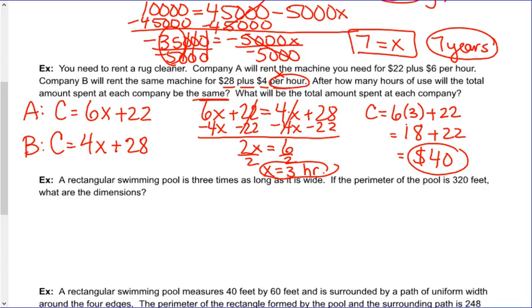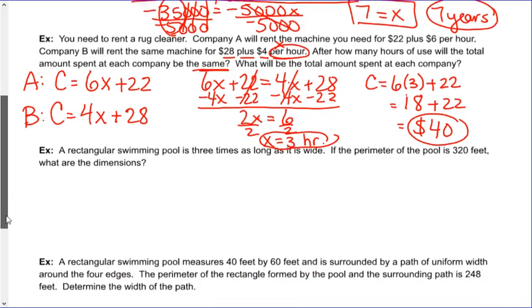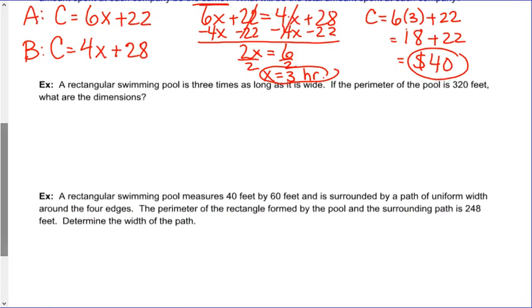Now, when we work with linear equations, sometimes perimeter, actually not area, but perimeter of a shape comes into play, and that's what this example is going to be. A rectangular swimming pool is 3 times as long as it is wide, and maybe I should say that this is a rectangle. It does say rectangular. A rectangular swimming pool is 3 times as long as it is wide.